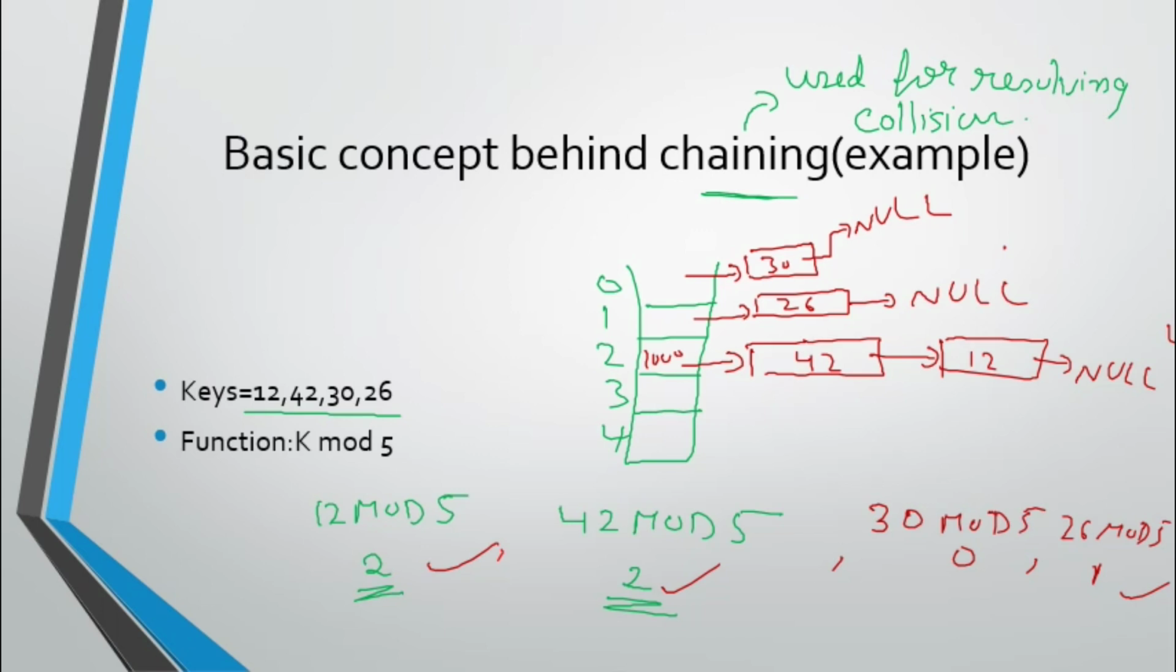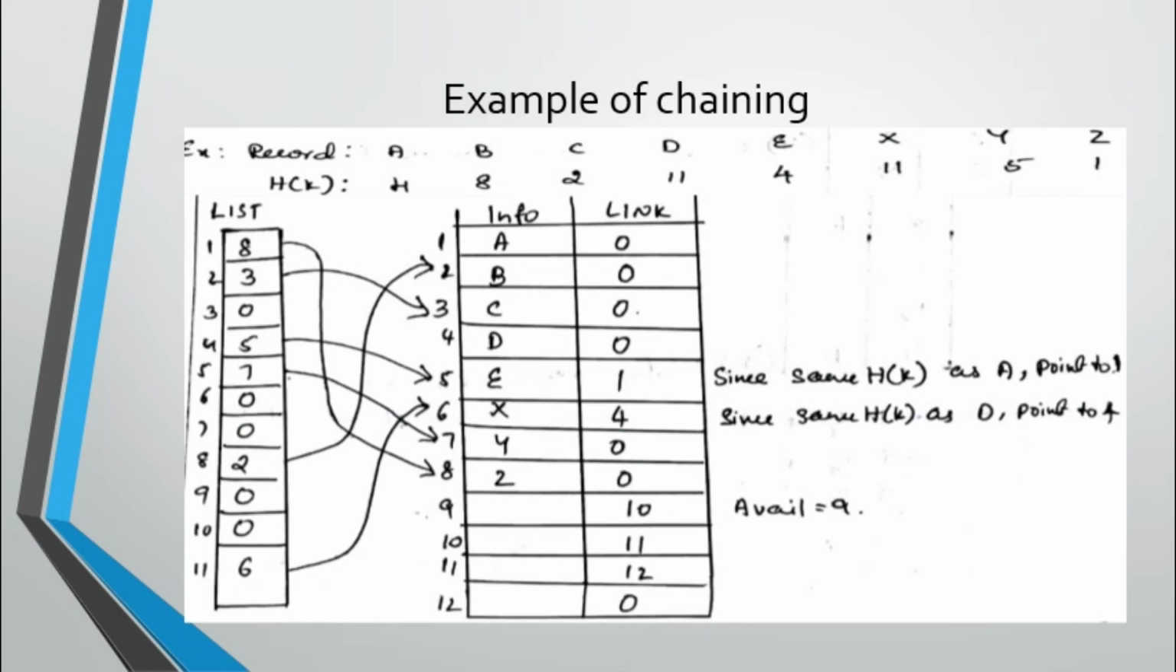So let us understand one problem for the chaining. Now I have a record here. A is stored in 4, B is stored in 8, C is stored in 2, D is 11, E 4, X 11, Y 5. You have seen what we did in linear probing already. Now let us see what we do in chaining. So A I stored in location 4. Here I have two things. This is our list.